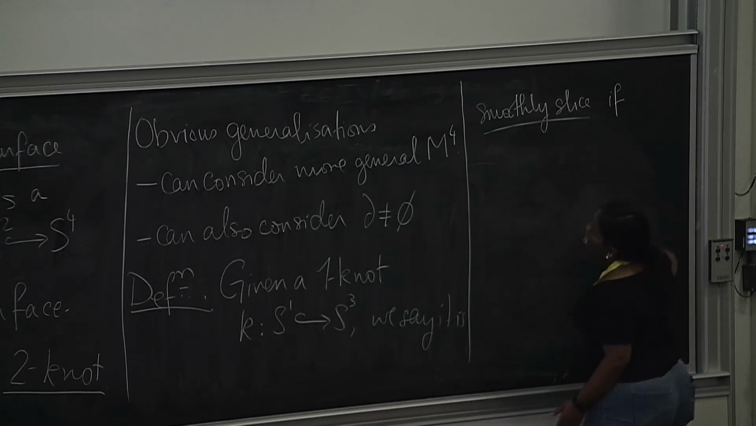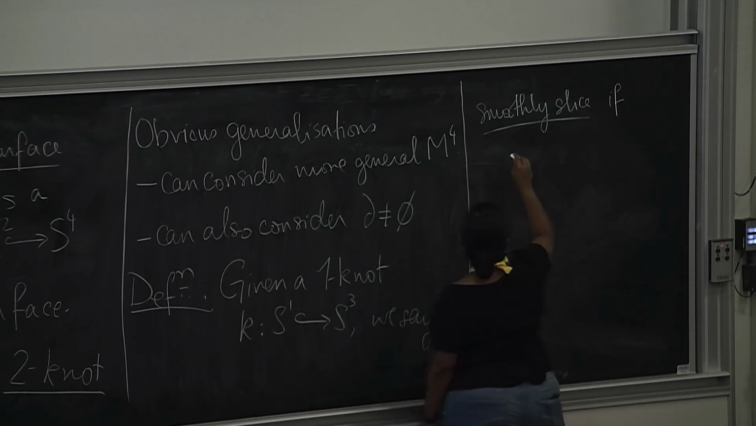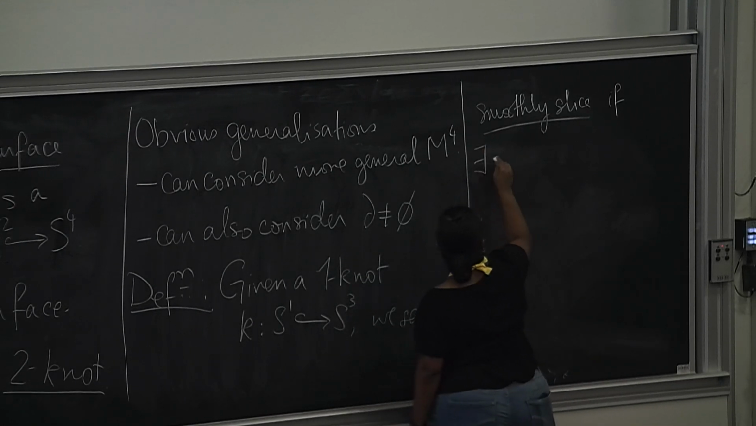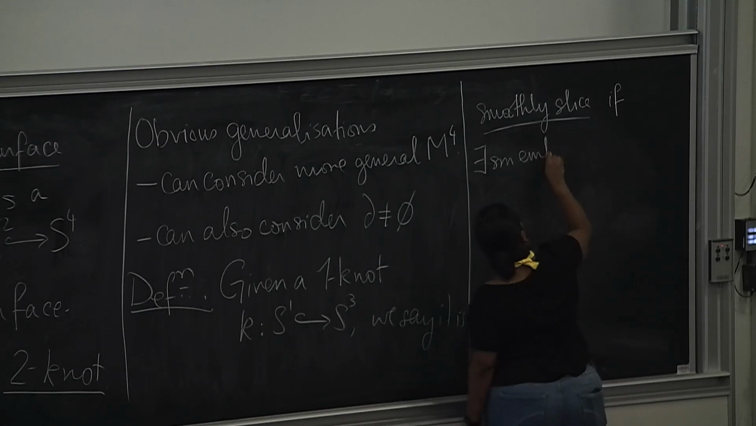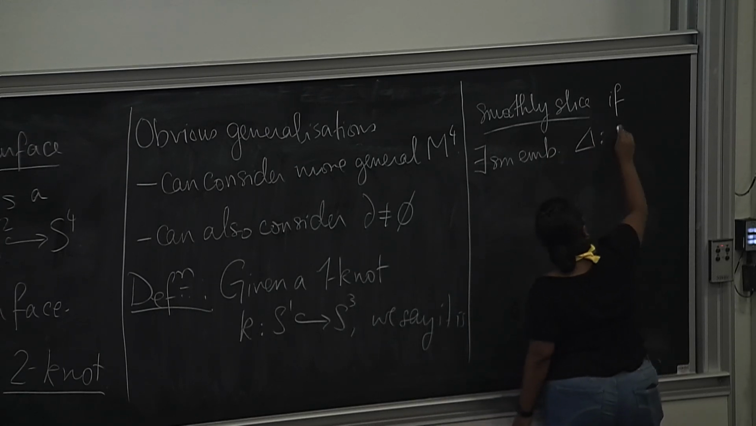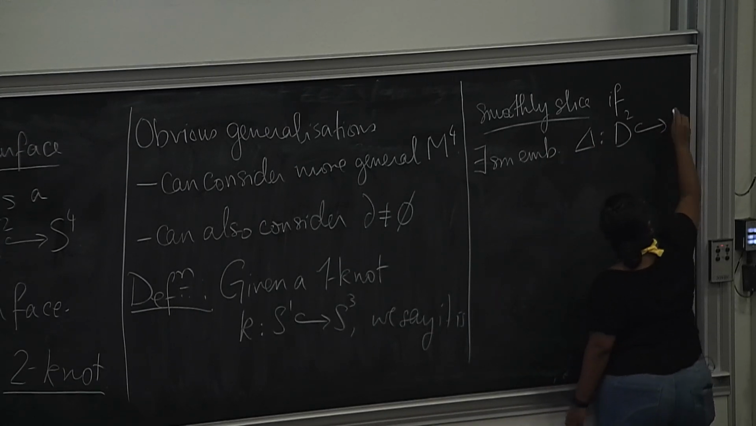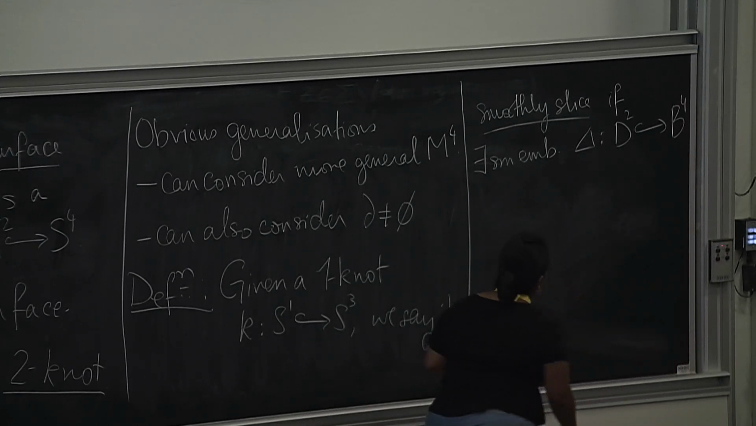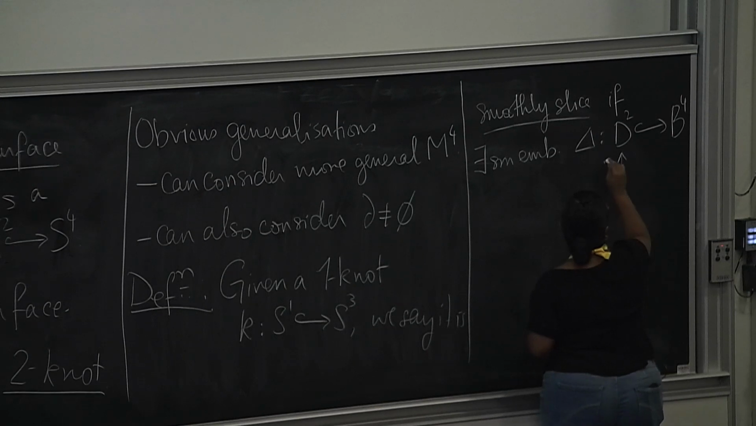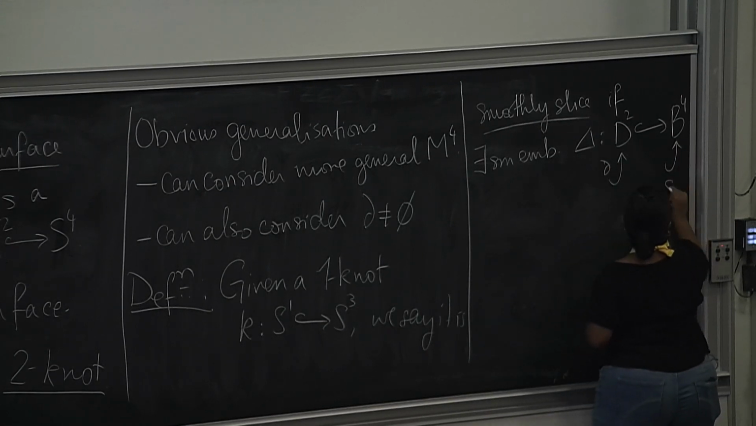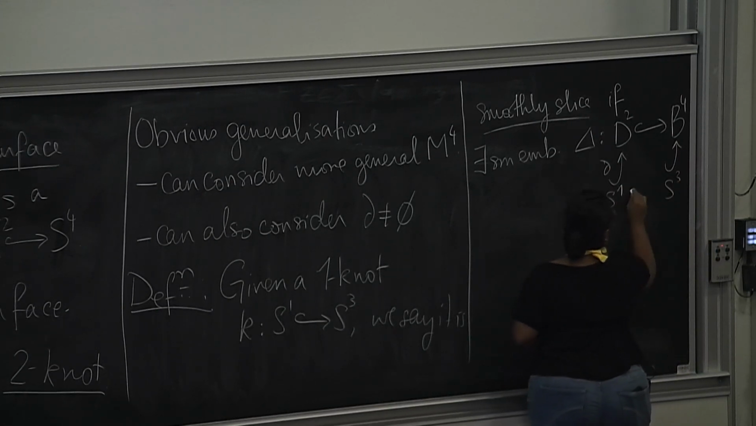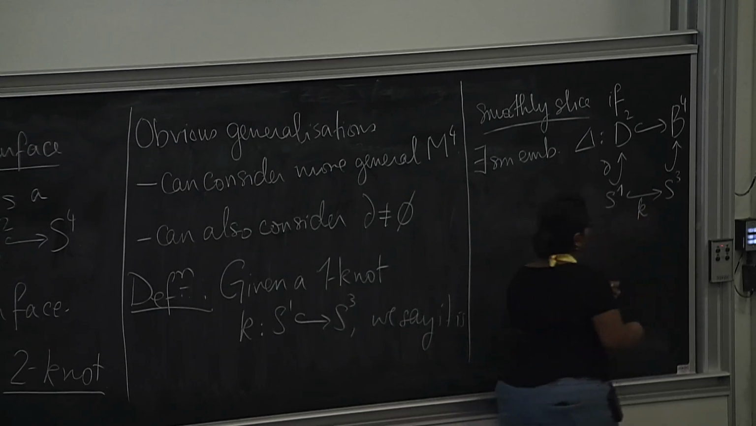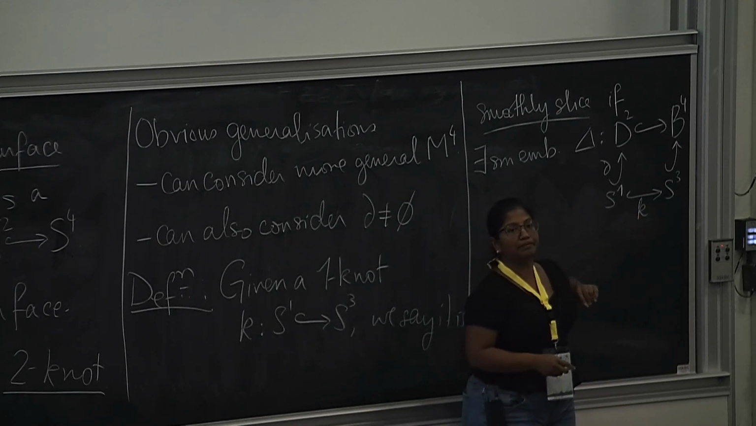if there exists a smooth embedding, delta of D2 sitting inside of B4, such that on the boundary, I have my original knot, little k. Okay.